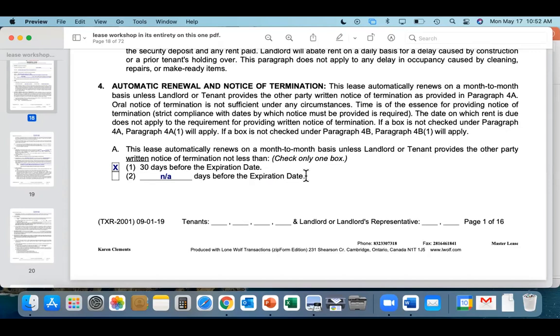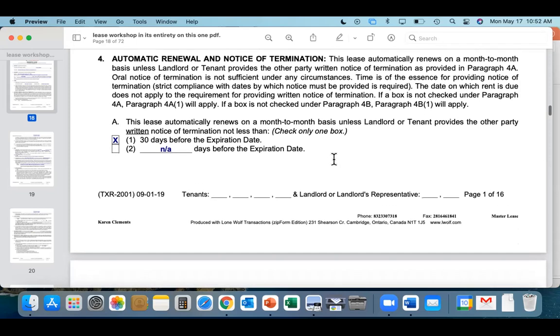Yeah, I'm not renewing, I'm out. On month 11, the tenant says, thank you, Mr. Landlord, it's been a great run, I bought another house, I'm out. Or the landlord says, okay, thank you, Mr. Tenant, it's been a great run, I'm putting my house on the market, and so we're not going to renew the lease. If no notice is given, then it's going to automatically renew on a month-to-month.